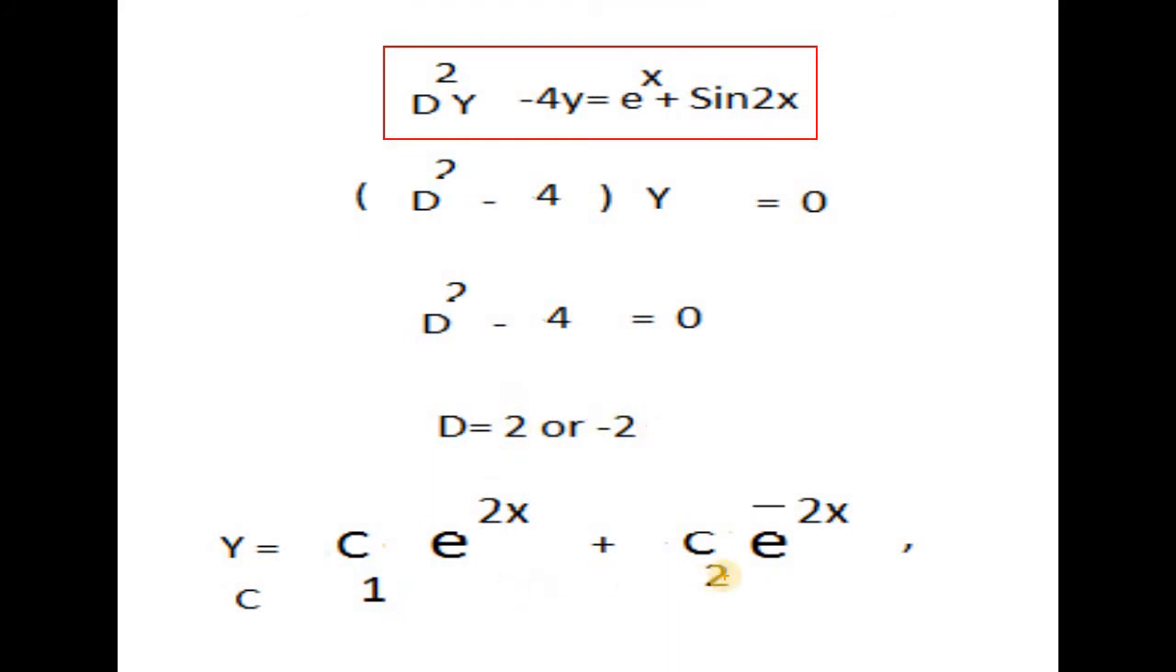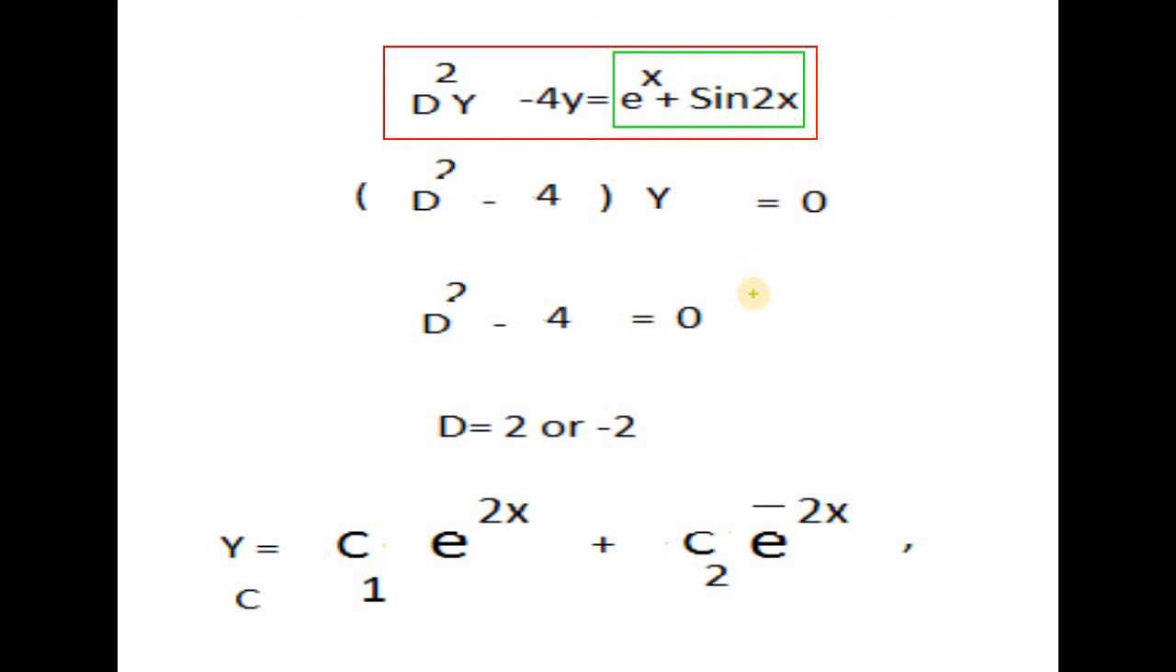Now we have to choose our trial solution. This 2 is in the form of e power 2x, but here we do not have e power 2x. Similarly, for minus 2, in the form of e power minus 2x, we do not see e power minus 2x here. So there is no similarity between function q and yc. So we have to generalize our function q for our trial solution.